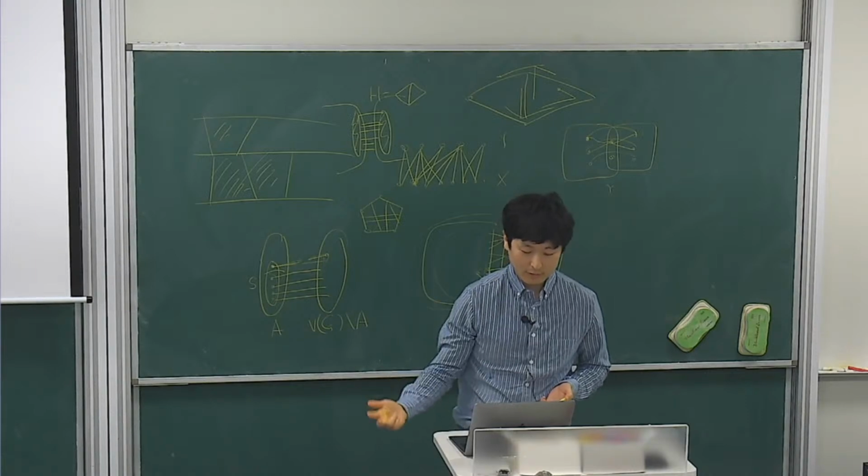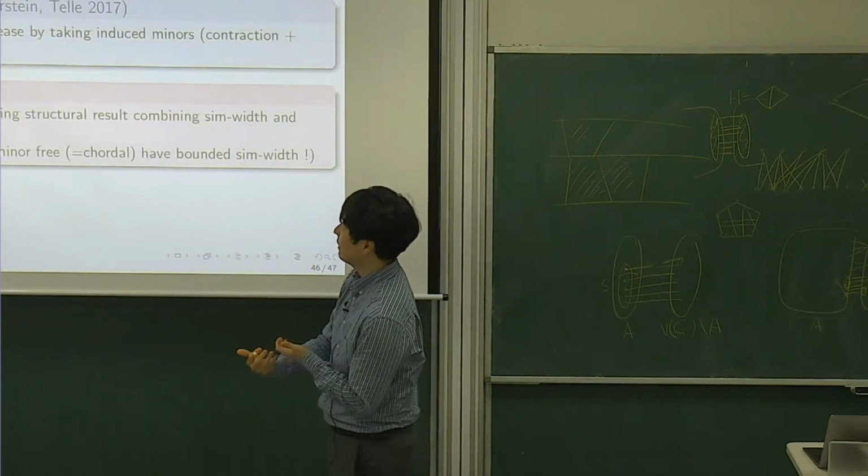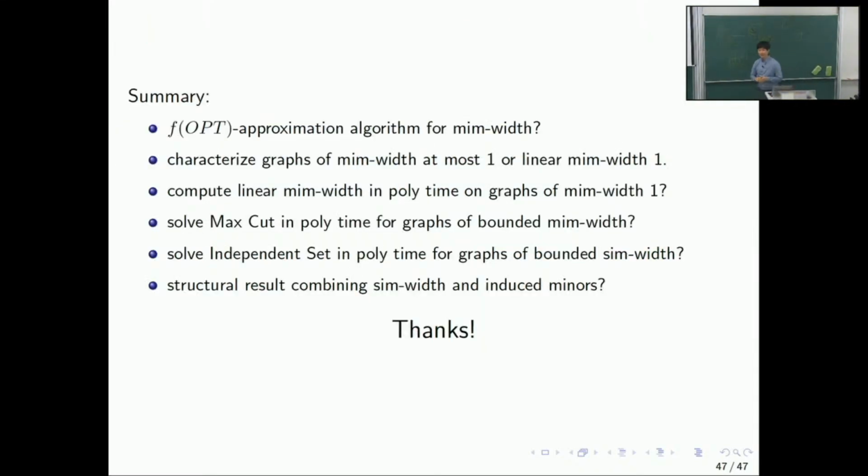Another interesting part of Sim-width is that for Mim-width there is no such related graph operation, but Sim-width doesn't increase by taking induced minors. Contraction doesn't increase it, because for Mim-width we forget about the edges, so if you contract something, things can happen from the inside to the right. But because we care about each part, contraction doesn't increase the Sim-width. So can you get some structural result with induced minors and Sim-width? If you forbid C4 as an induced minor, which is equivalent to forbidding holes, it is chordal, so it has bounded Sim-width. If you exclude C5 as an induced minor, I don't know. Okay, thanks.